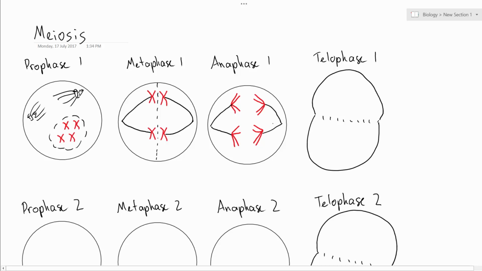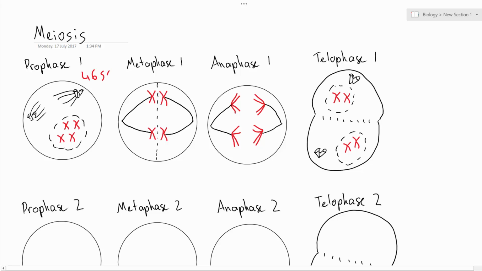And then when we get to telophase, our centrioles have receded off to the poles, something like that. We have a nuclear envelope reforming, and now rather than having 4 sister chromatids in each cell, we now have 2.